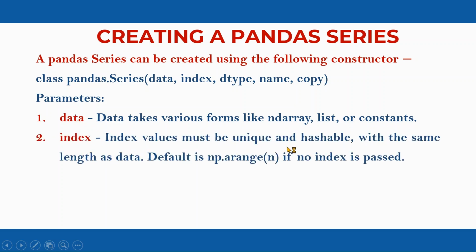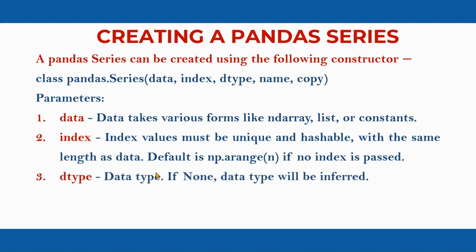Index values must be unique and hashable with the same length as data. Suppose the data is 5 elements, then you need to have the index also 5. The default is np.arange(n) if no index is passed. So the arange function is going to start its index number from 0. As I said, if you don't give anything, it will start from 0. np stands for numpy. If you don't pass any index, it will start from 0 to n minus 1.